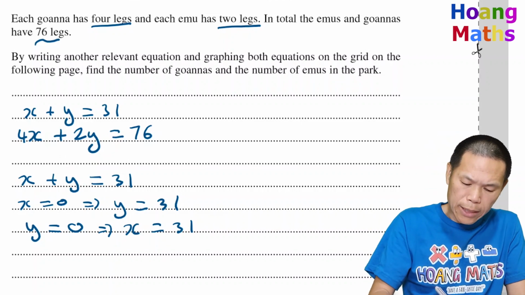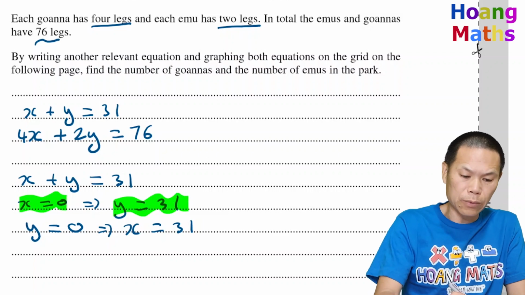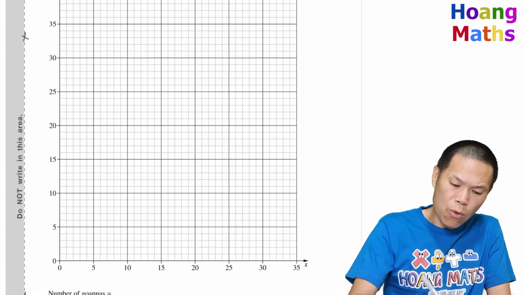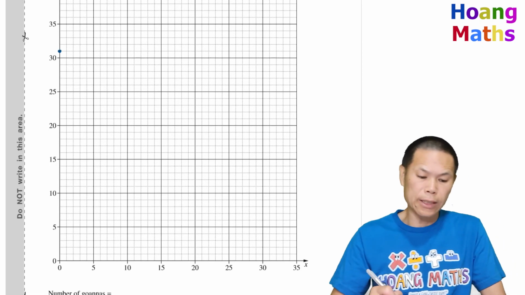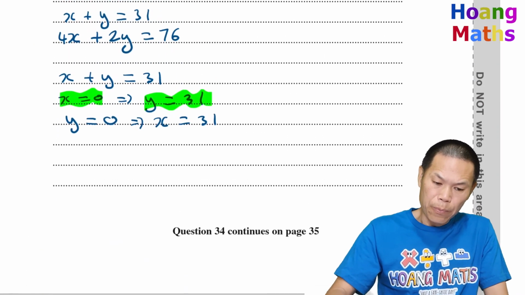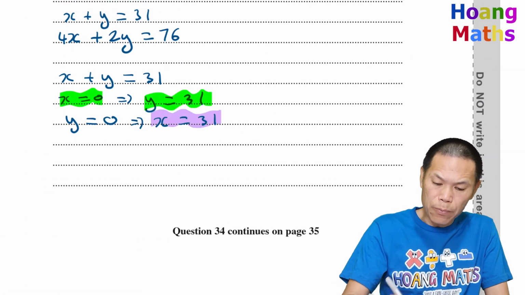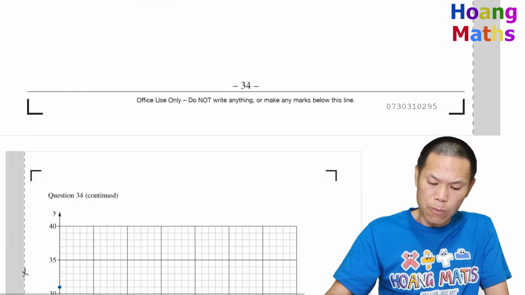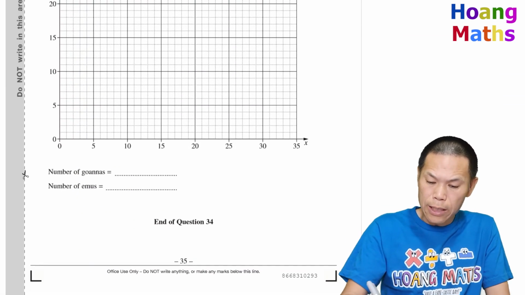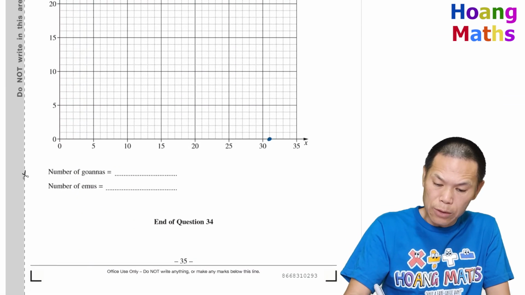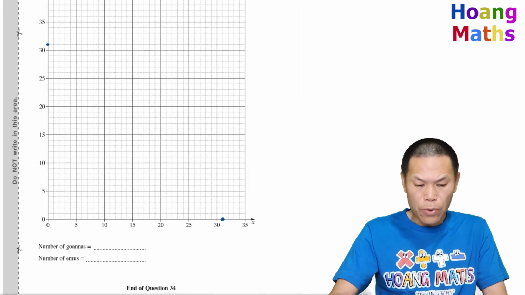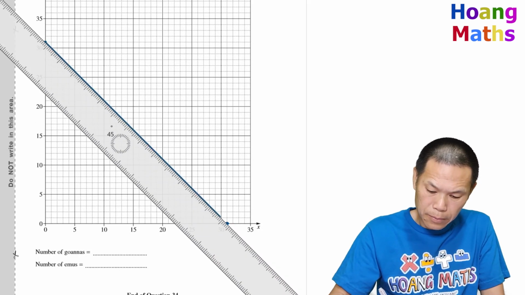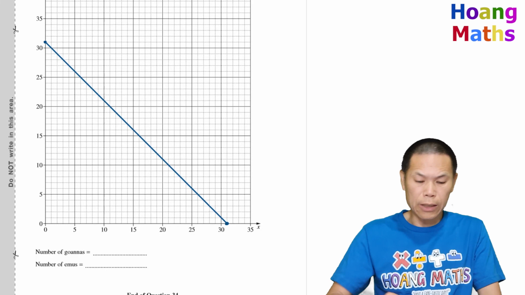Okay, so when x is 0, y is 31. Let me just plot that in here. So x is 0, y is 31 is here. That's the y-intercept. And when x is 31, y is equal to 0. So the x-intercept is 31, if you like. So there you go, this point here. Now what I do is join these 2 points together. So there you go. That's one graph.